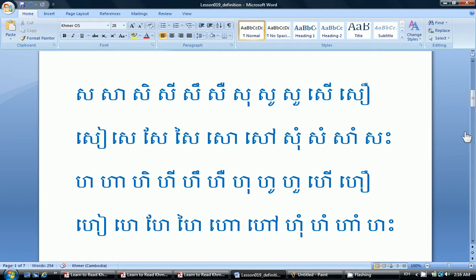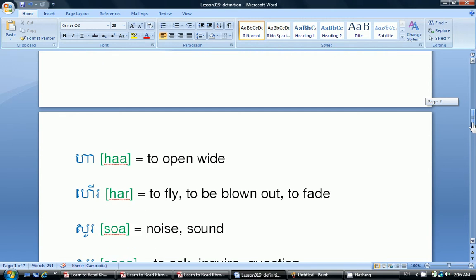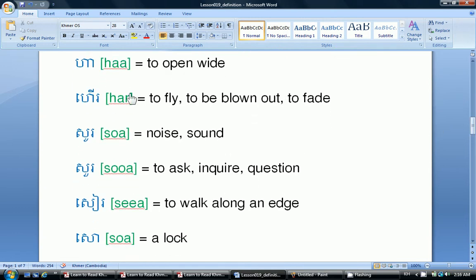Now let's look at the vocabularies in this lesson. Okay? Ha means to open wide. Ha means to fly, to be flown out, or to fade. So means noise or sound. Sua means to ask, inquire, or question. Sia, to walk along an edge. Sao means a lock.